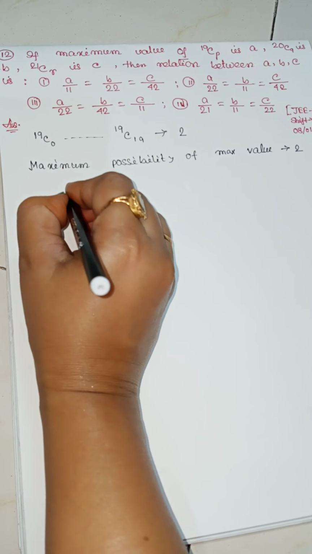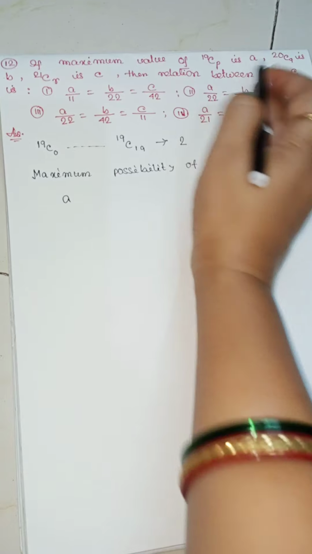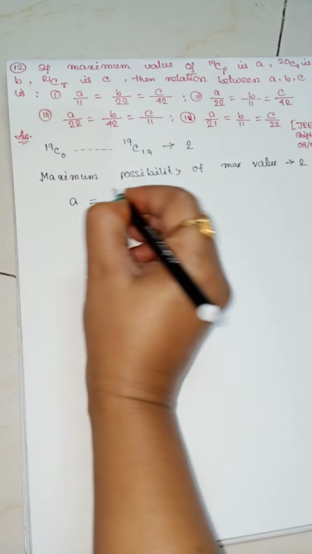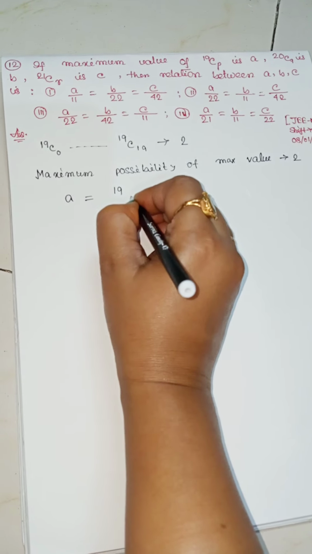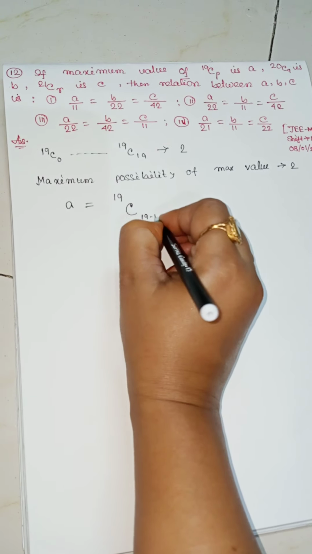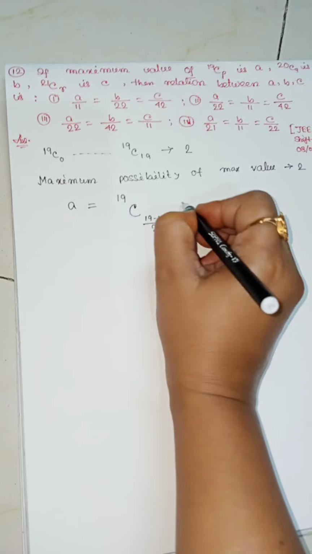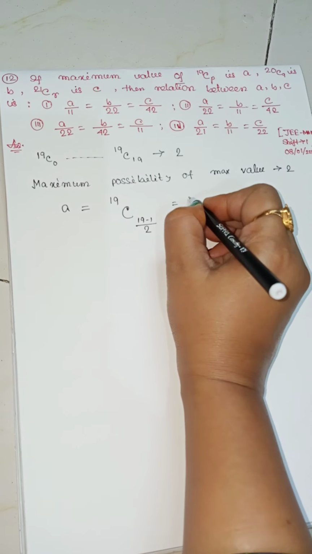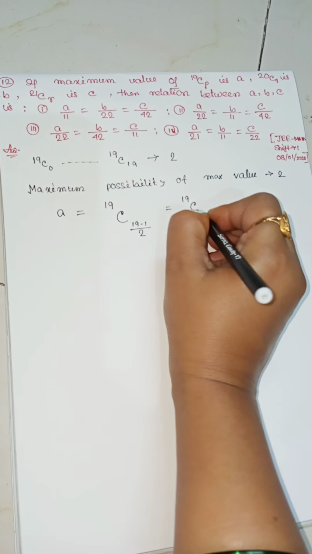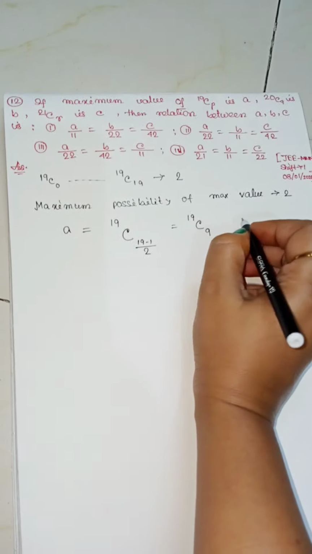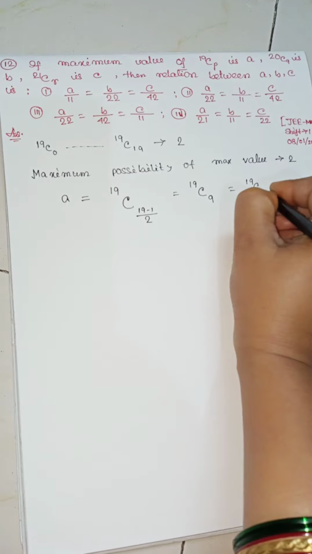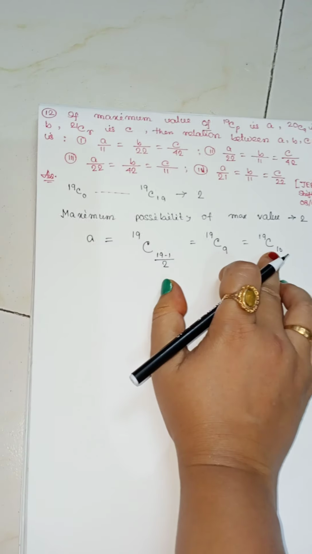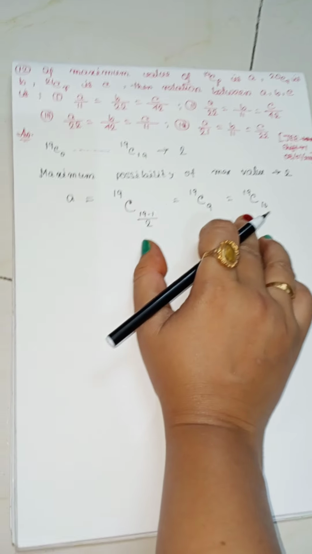So if A is the maximum value as given in the question, then A is equal to 19C of (19 minus 1) by 2, that is 18 by 2, which is 19C9, and the other value is 19C10, and it is also the same because it is the maximum value.